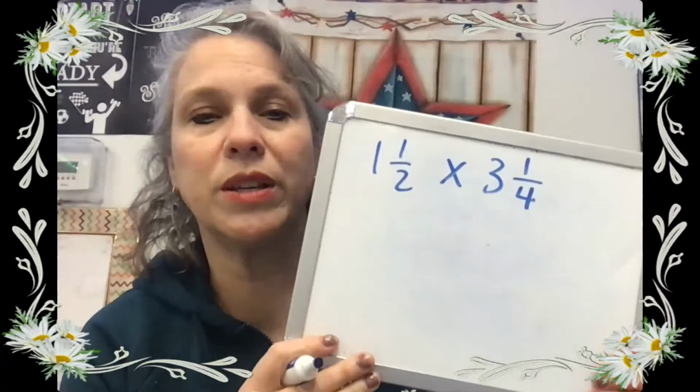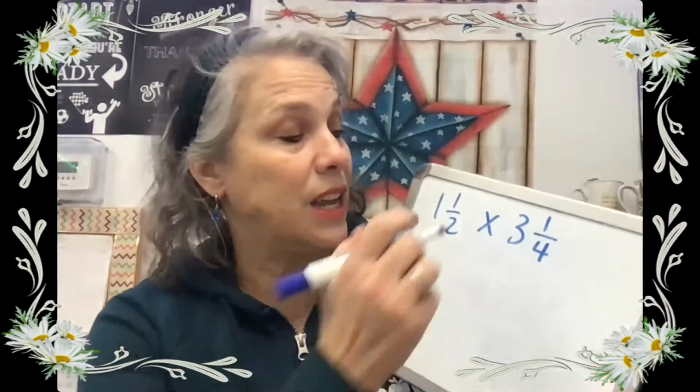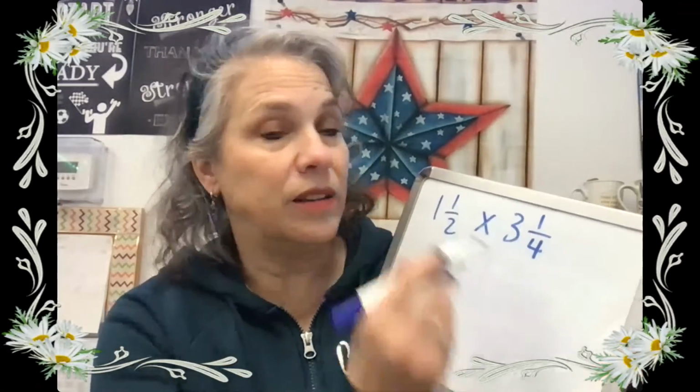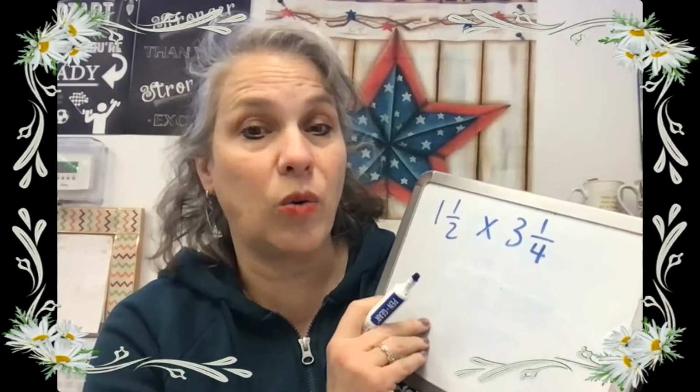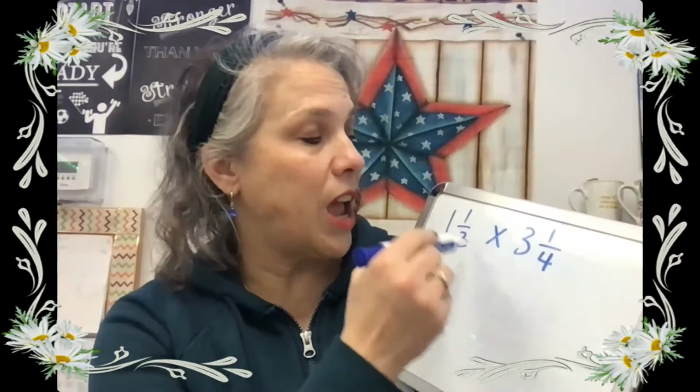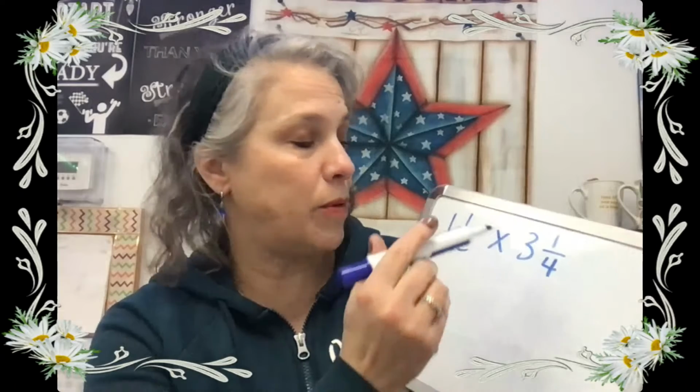Okay, so when I multiply, I just multiply across. I do not need a common denominator. But what if I had something like 1 1/2 times 3 1/4? Okay, so here I have mixed numbers. When I'm adding, I can just add the fractions and add the whole numbers. When I'm multiplying, I have to change these to improper fractions.